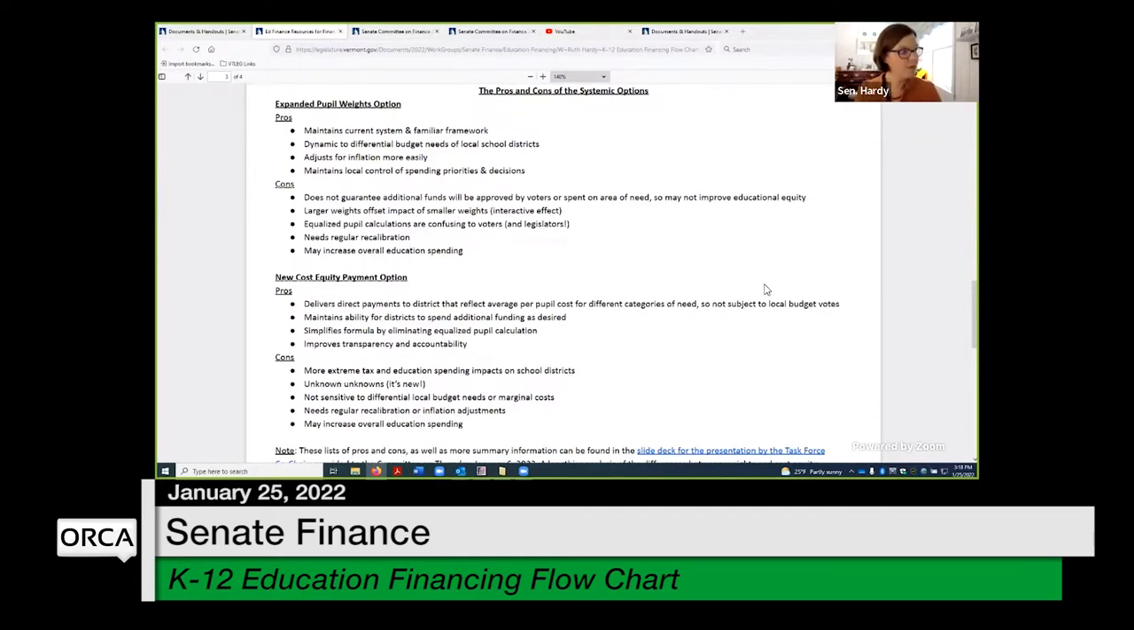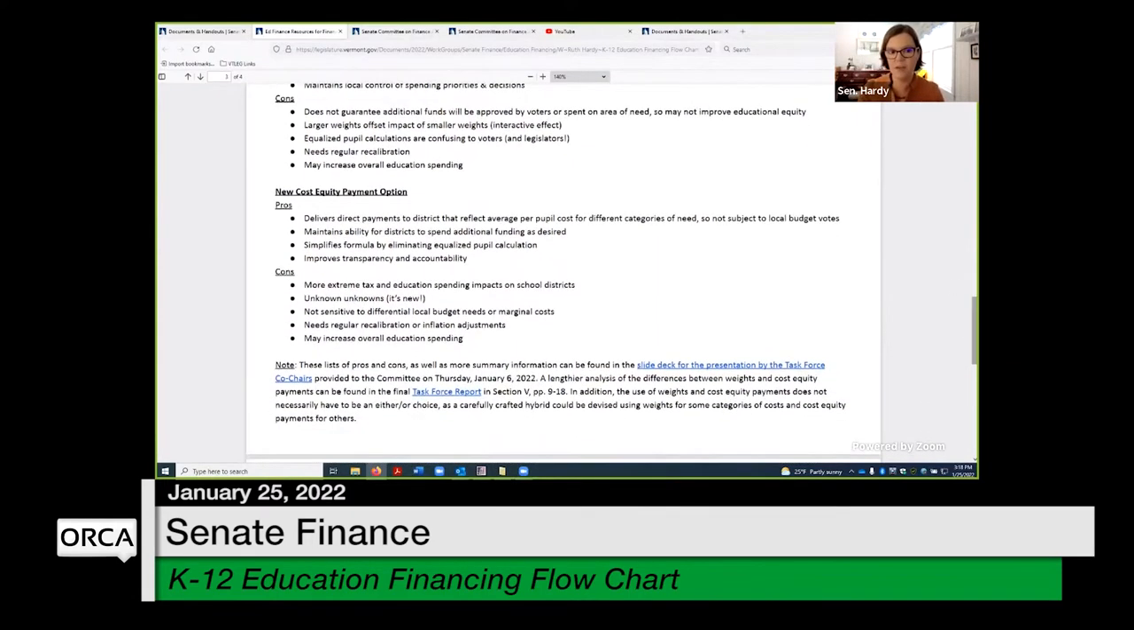The cost equity payments have some of the same pros and cons and some differences. The cost equity payments deliver direct funding to the school district in that they send a check to the school district and say, this is the money you get for the number of students in poverty you have or the number of students you have in a small school. It's a direct payment to a school district, and therefore it's not subject to local budgeting decisions. So the district is more likely to spend it on the area of need.